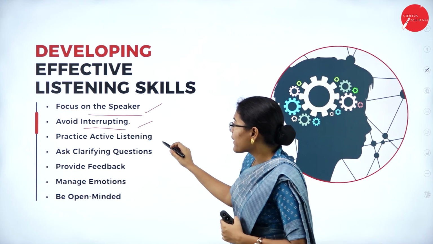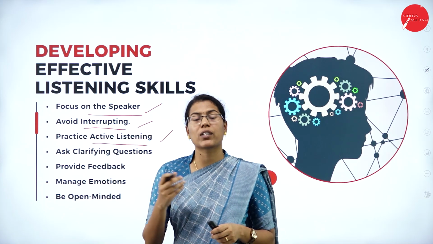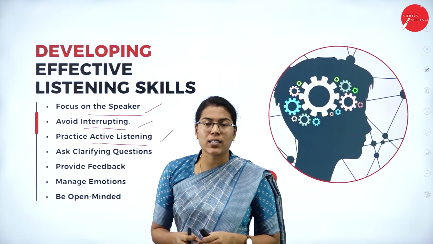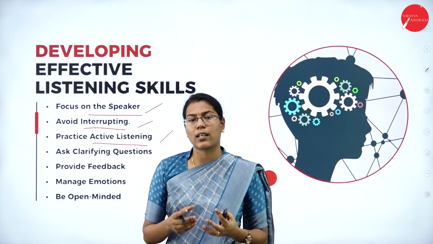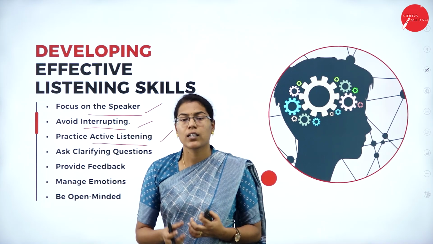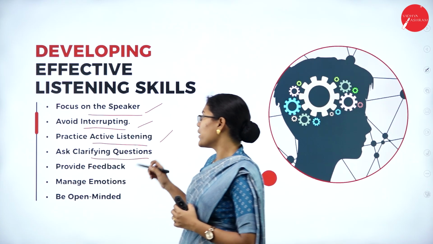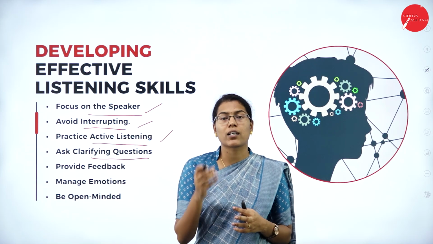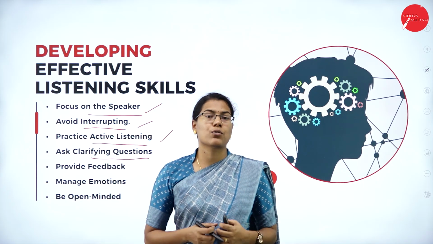Then practice active listening. So how to practice active listening? Active listening involves engaging with the speaker by, say for example, nodding your head or maintaining eye contact, and if they are saying something positive, you can say yes or I see, like that. So by replying to their message or giving them feedback, in that way you can always practice active listening skills. Then ask clarifying questions.